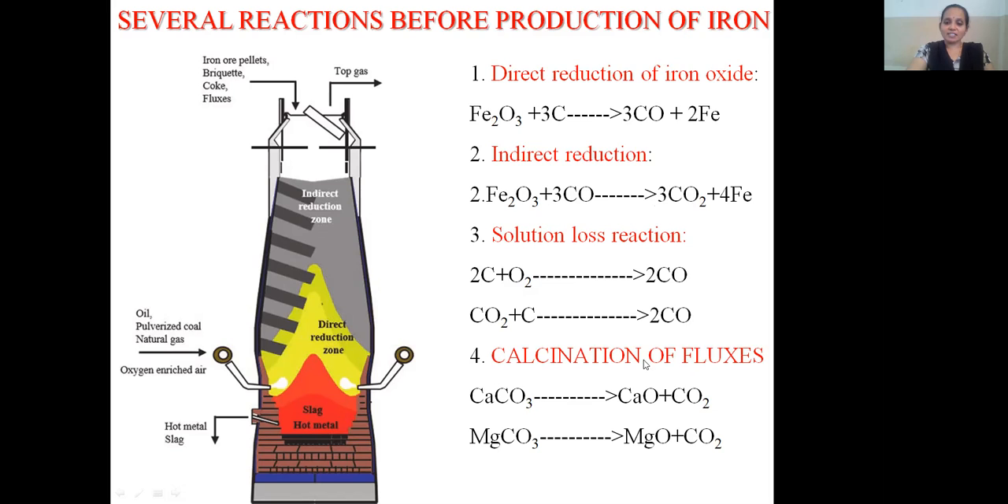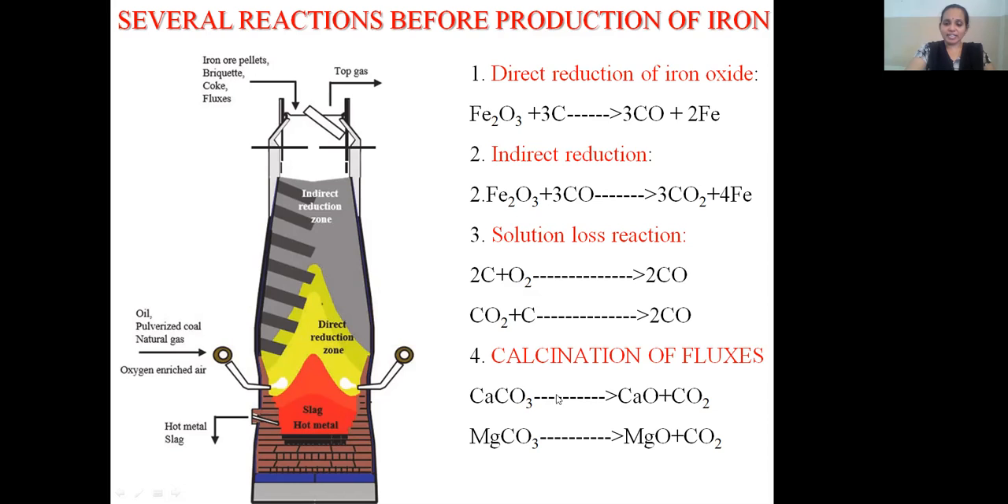Next reaction, calcination of fluxes. The flux is added during smelting to soften the impurities present in the ore and convert them into slag. So this flux is used to form the slag. The flux we are using is CaCO3, calcium carbonate, which means limestone, or magnesium carbonate, which means dolomite. Either one we can use.